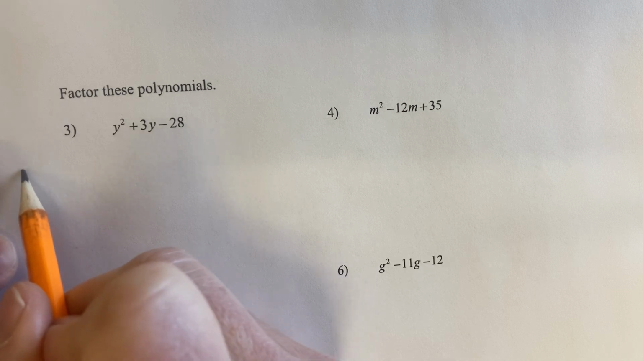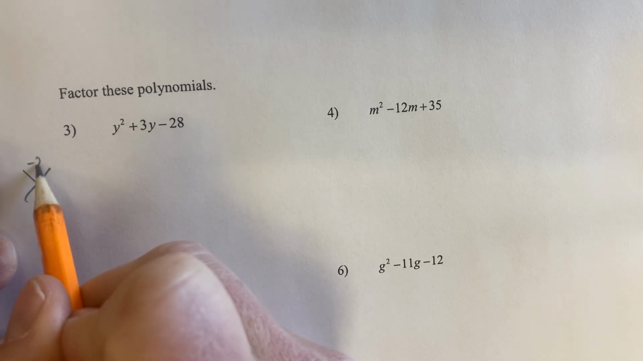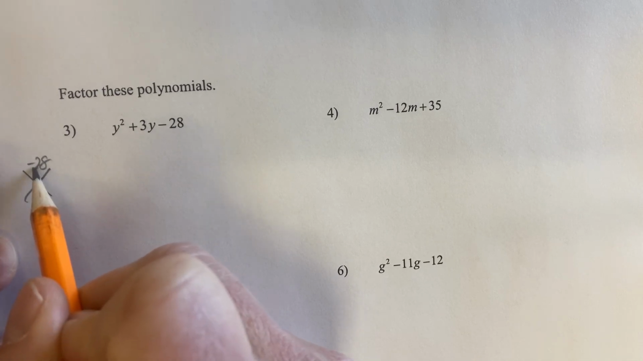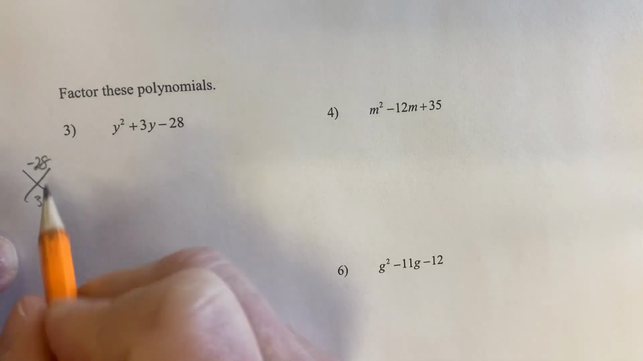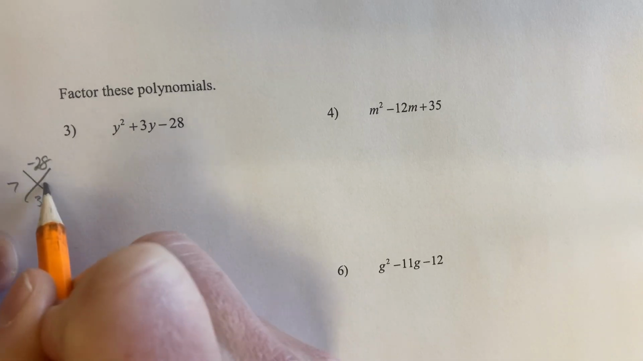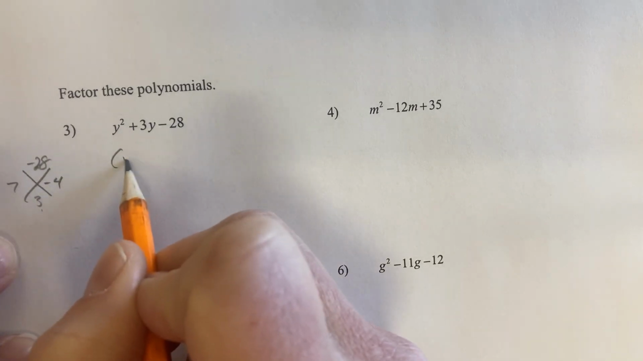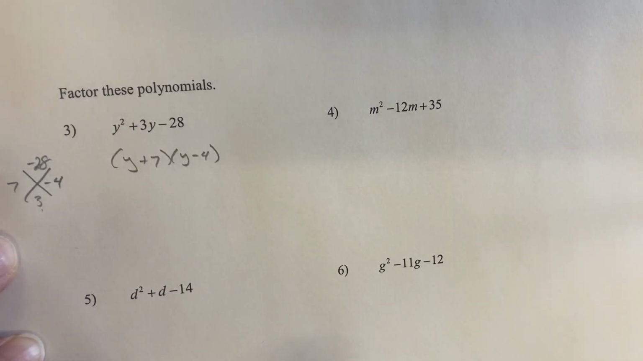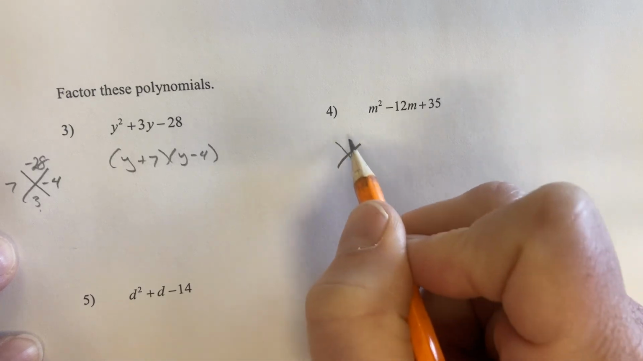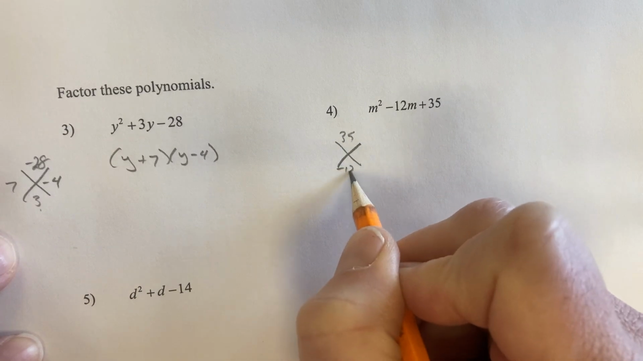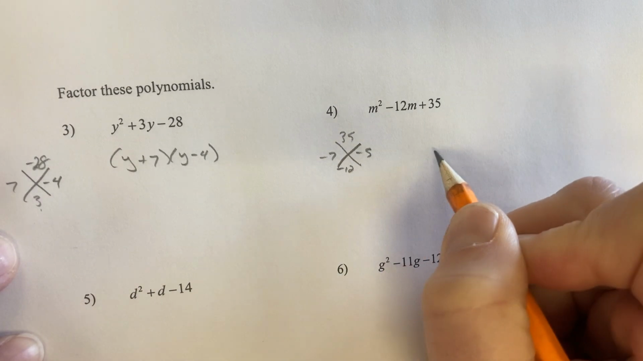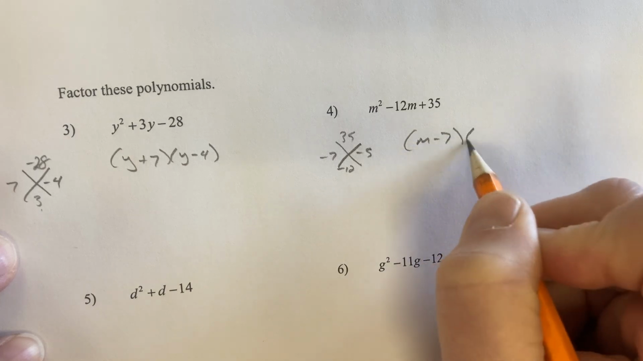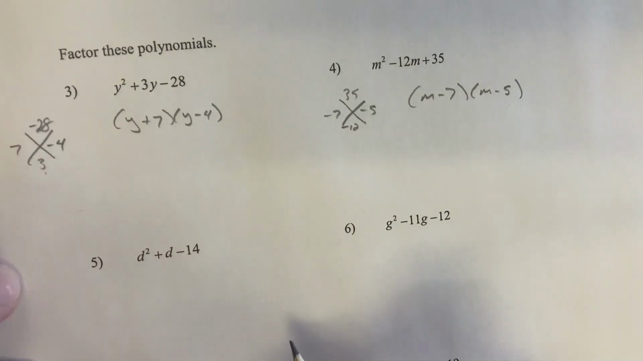Then we get to here, and if it helps you stay organized, we're looking for 2 numbers that multiplied equal -28 and add equal 3. Numbers that do that would be 7 and -4. All right, so this will be y plus 7 and y minus 4. Here, 2 numbers that multiplied equal 35 and add equal -12 would be -7 and -5. So m minus 7 and m minus 5.